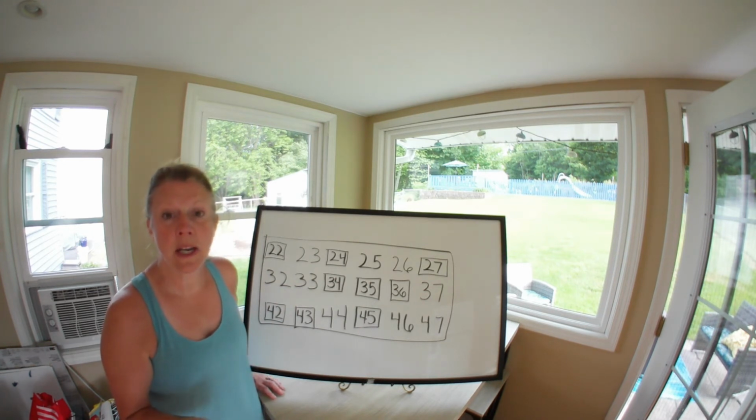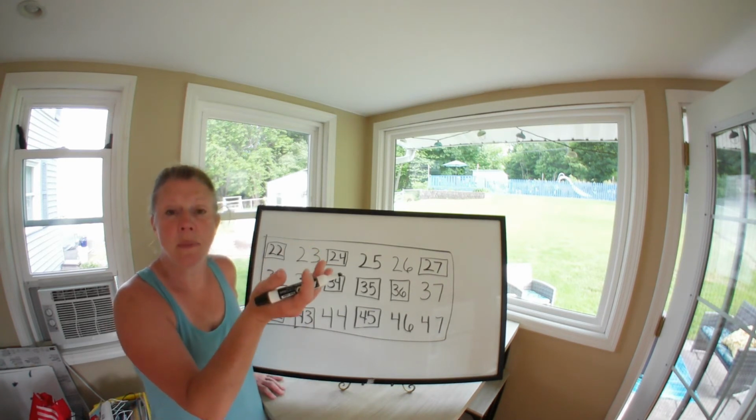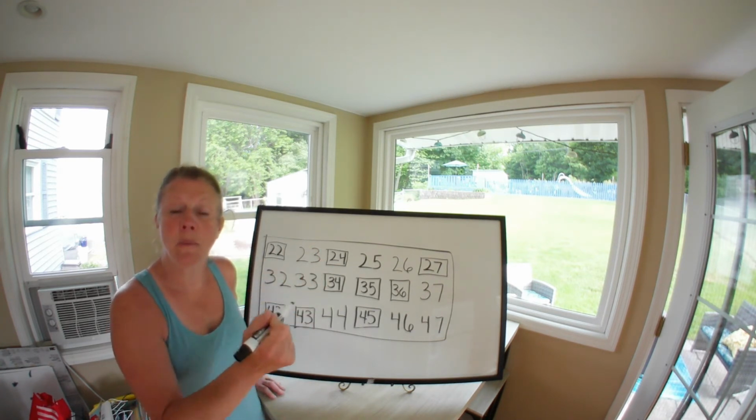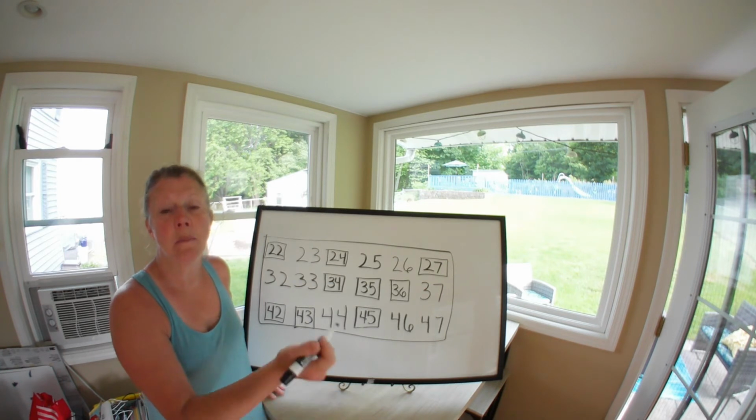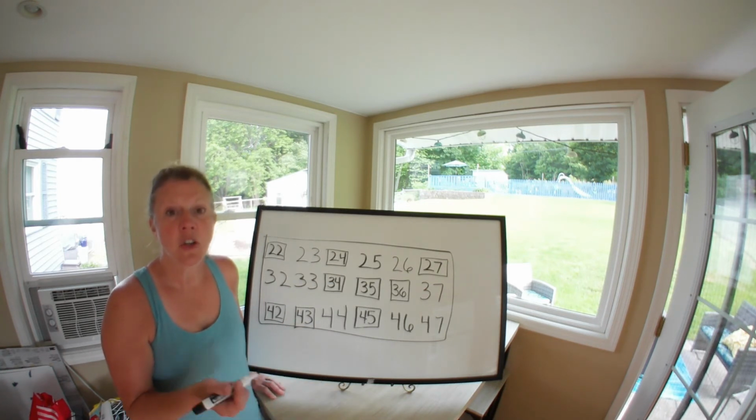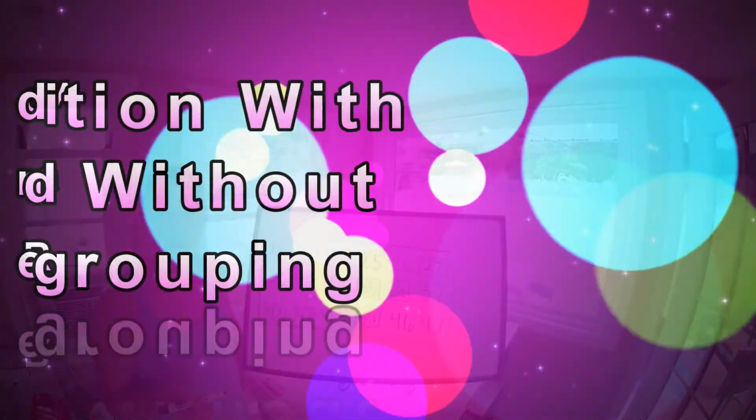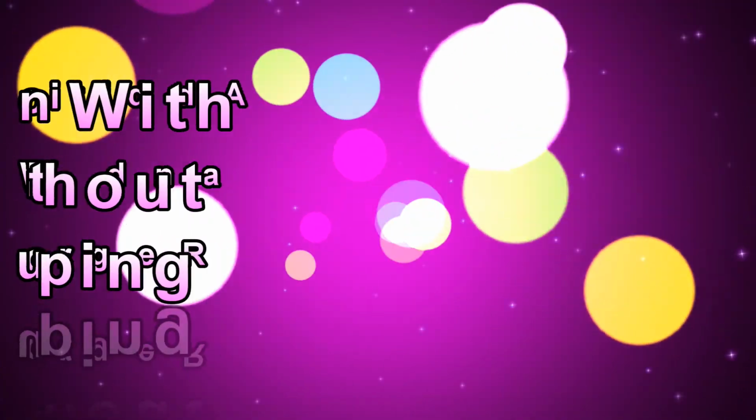Because remember, when you're working on the hundreds chart, a jump down is like adding 10. A jump up is like subtracting 10. A jump forward is like adding 1. A jump backwards is like subtracting 1. So you need to remember that when using your hundreds chart. Hold on for the last part of our lesson.